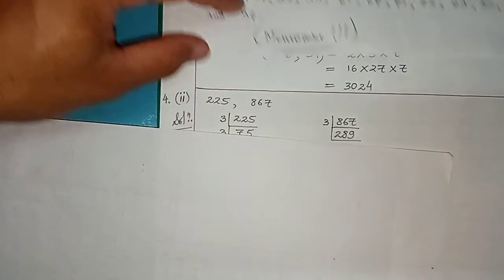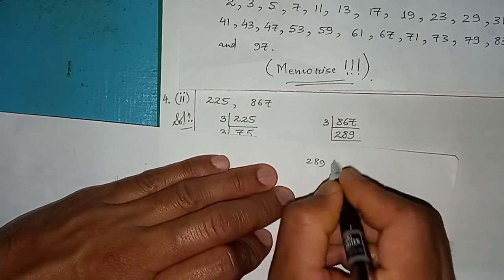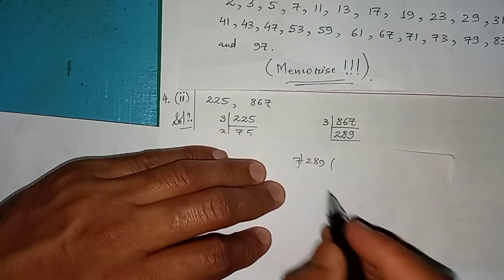So you have to divide this 289 in the rough by 7. So let's divide 289 by 7. If the remainder comes 0, then it's a factor. There's no shortcut test for this, so we'll divide actually.